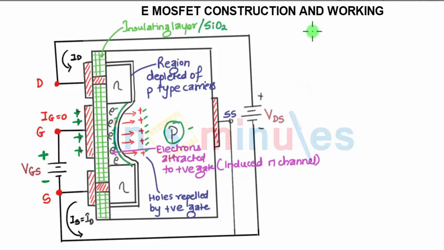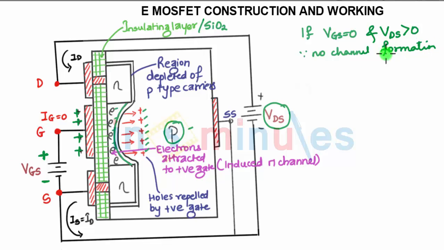That means if VGS is 0, what will happen? And if you are applying VDS, that is this voltage, greater than 0, since there is no channel formation, what will be the amount of current? Current will be 0 in this case.